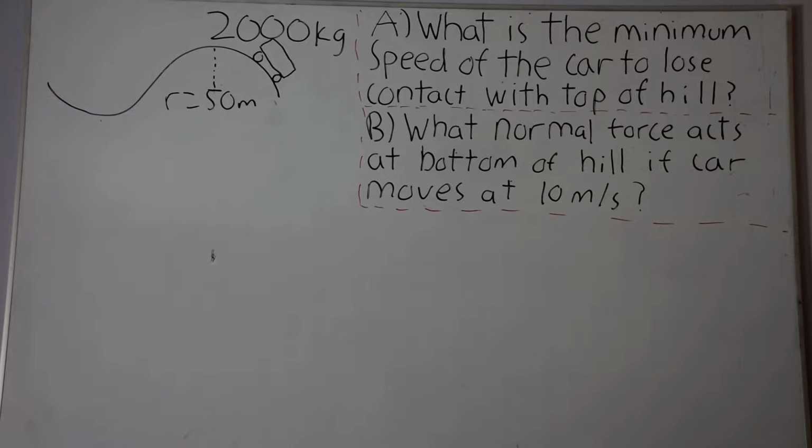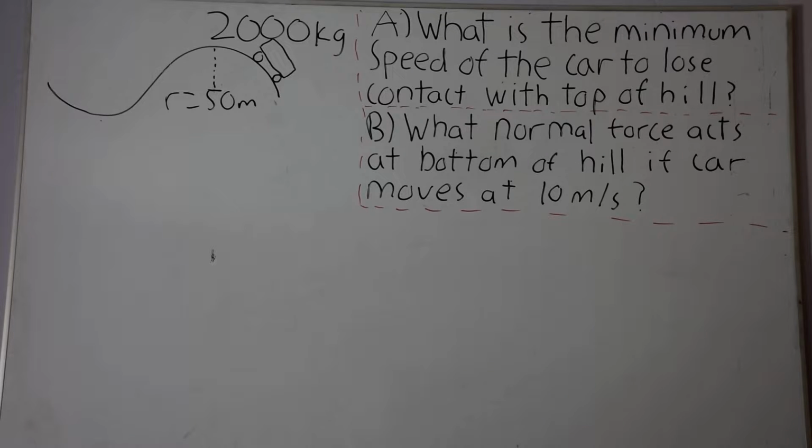Today we're going to be doing a centripetal dynamics question about a car that's driving on a hill. And this question has two parts. Part A asks us, what is the minimum speed of the car if it were to lose contact with the top of the hill? And Part B asks us, what normal force acts on the car if it were to be moving at 10 meters per second at the bottom of the hill? The car weighs 2,000 kilograms and the radius of the hill is 50 meters. And feel free to pause the video and try to solve these questions for yourself.